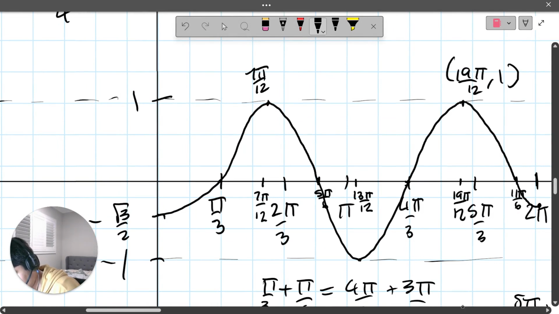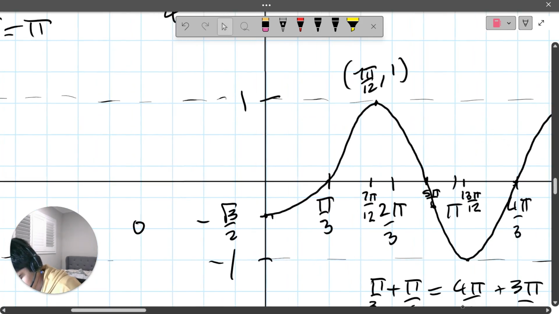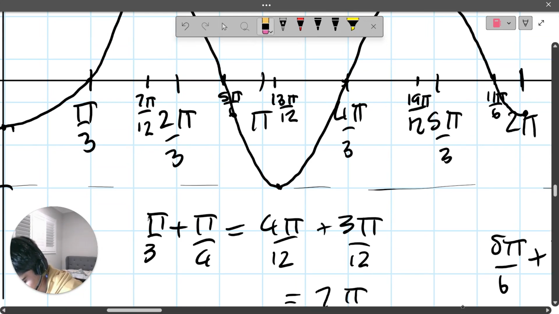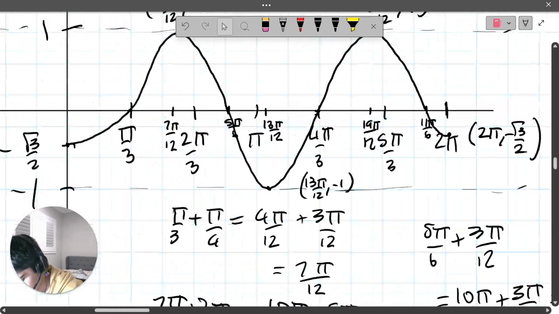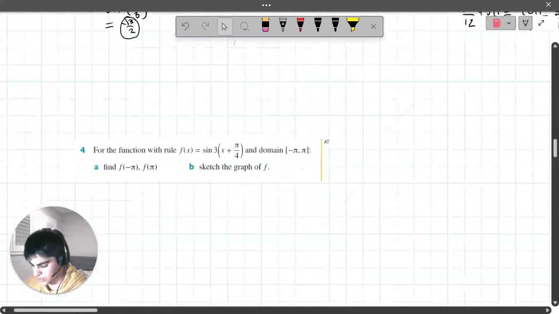7 pi on 12, 1. 0, negative root 3 on 2. 13 pi on 12, negative 1. And that's our function. Next question.